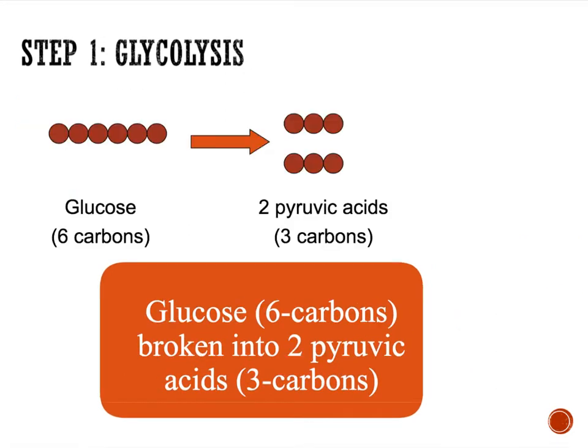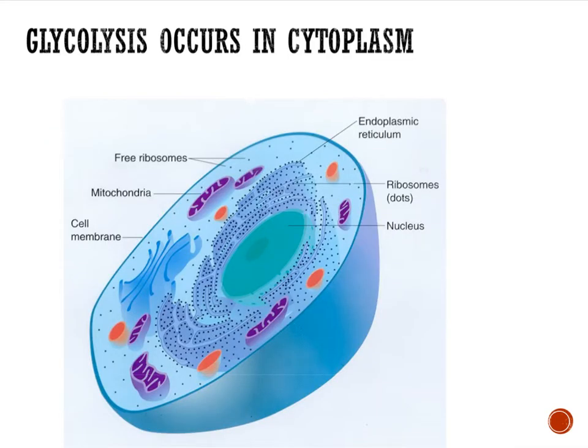Oh wait, didn't I just draw that? Yeah, I did. That's probably a better drawing of what I gave you, but that's what it's doing. And we call these pyruvic acids. Oh wait, it happens in the cytoplasm. Didn't you just say that? Sure did. Just repeating myself.